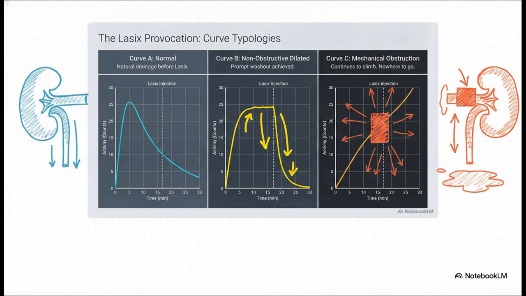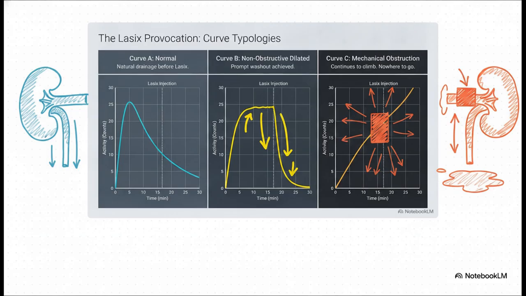Take a look at curve A. That represents a normal, healthy baseline drainage. Now check out curve B and curve C after the Lasix is injected. Curve B shoots right down, showing a prompt, successful washout. That tells us the kidney was just a sluggish, non-obstructive reservoir.